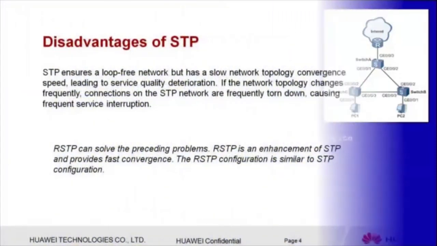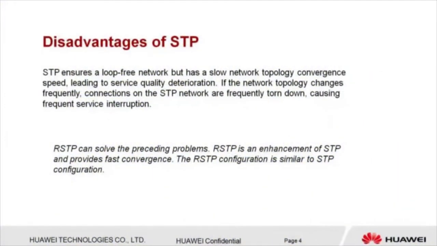Although STP can prevent loops, STP has slow convergence. We can use RSTP. RSTP is an enhancement of STP and its configuration is similar to the STP configuration. That's all about how to use STP to prevent loops.